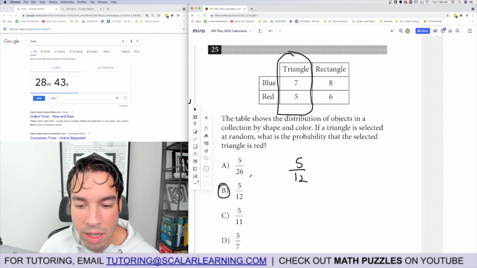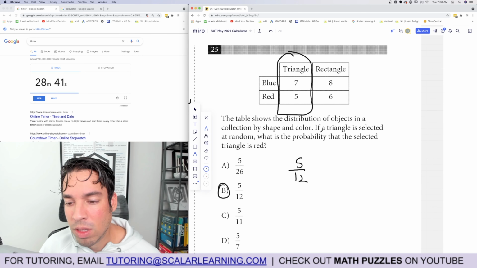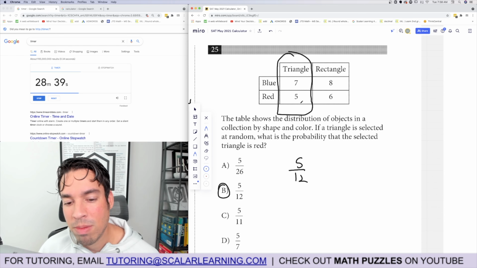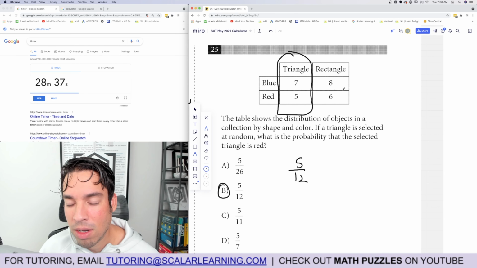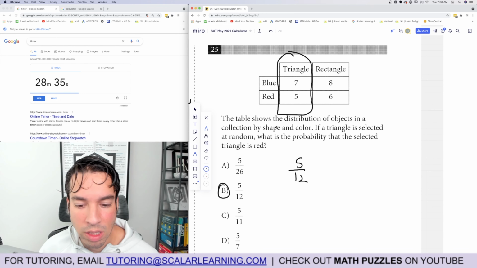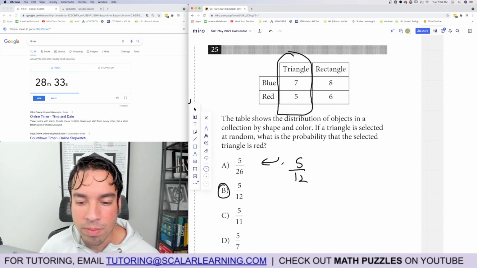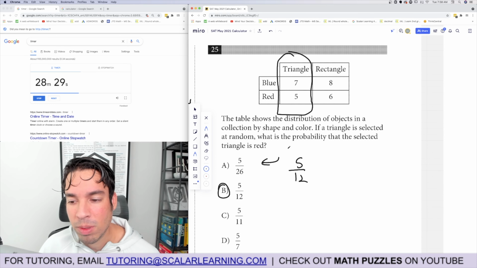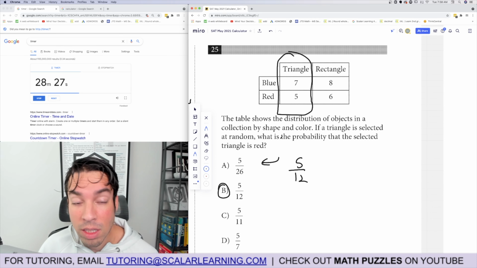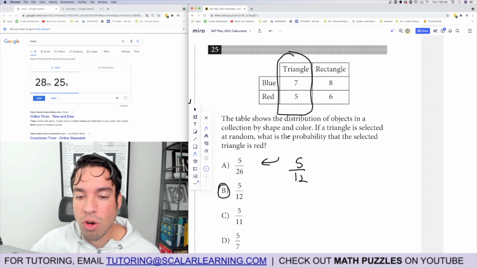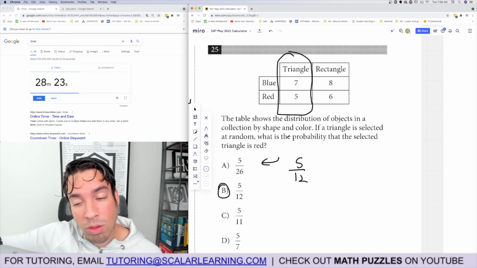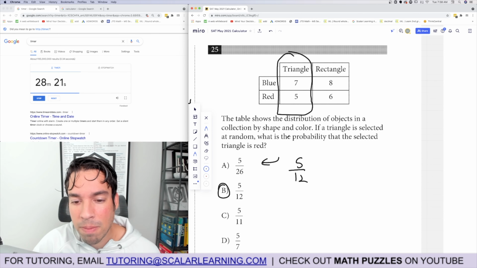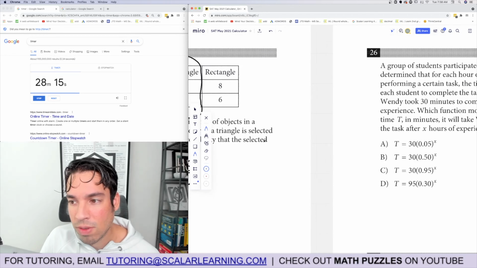So this is all, again, about the language. I know what you might be thinking. You might be thinking, oh, it's 5 out of, what's the total here? 14, 12, 26. You might be thinking it's A, right? That would say if a shape is selected at random, what is the probability that it is a red triangle? Then it's 5 out of 26. But they're saying if a triangle is selected at random, so we're not even looking at the rectangles. We're creating a subset of 12, and there's only 12 total triangles. What's the probability that it's red? Oh, it's 5 out of the total of triangles, 5 out of 12.